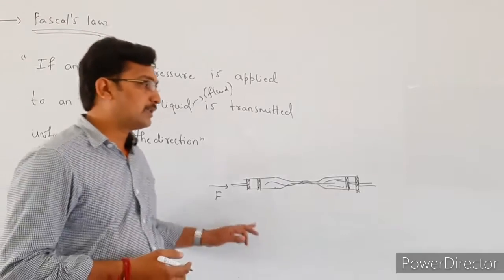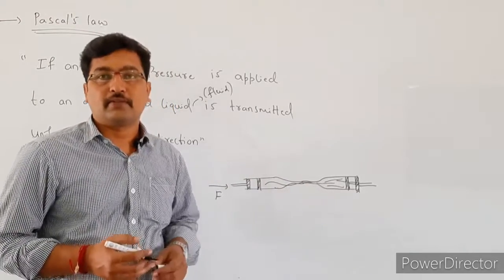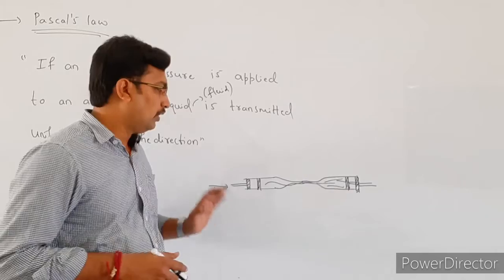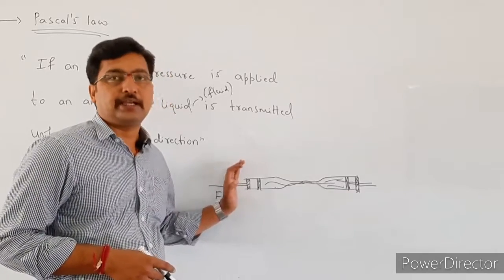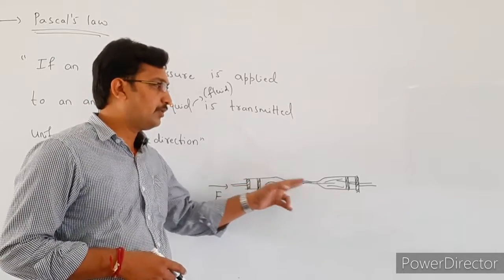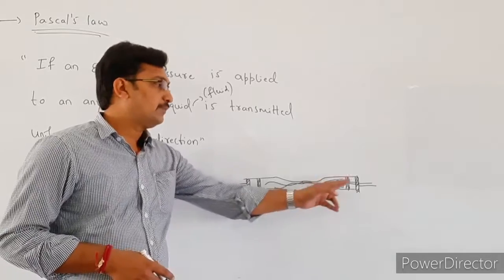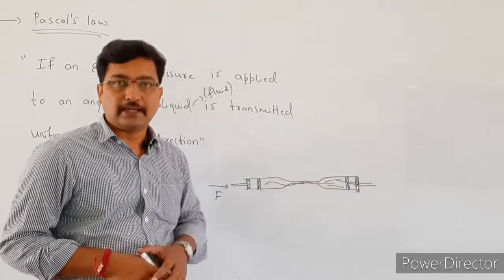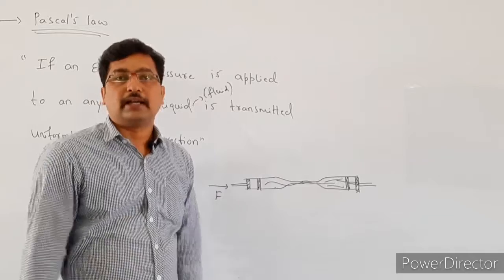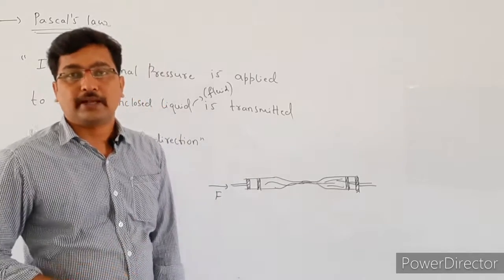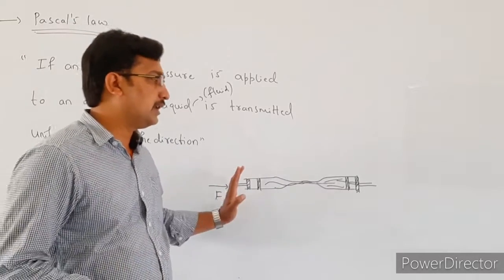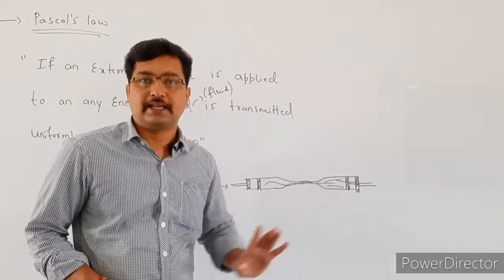Okay, see here. In this case, we are considering an enclosed fluid. We are exerting the pressure at this side, so the same pressure is distributed in all the directions, and this piston is moving outward. So this is a general example for Pascal's law. In this case, the pressure is distributed uniformly in all the directions.